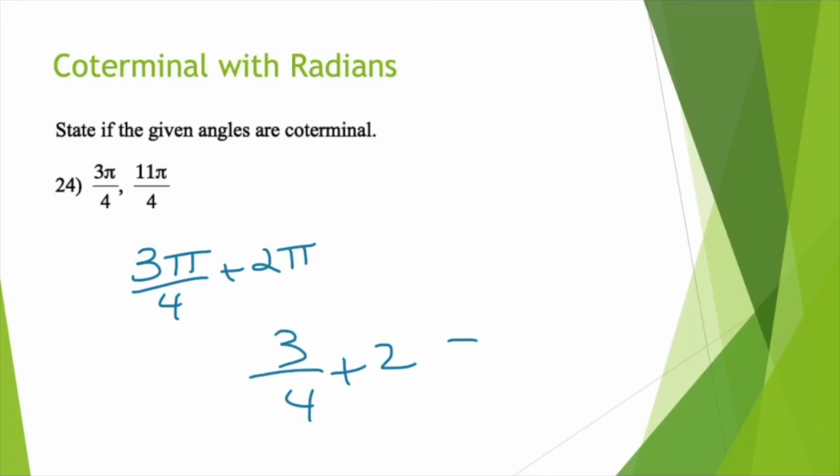Will you get 11 over 4? Why don't you check it out? Get your calculator out and plug it in and find out, or just get a common denominator and figure that out also. When I was done, I did get 11 over 4, and so yes, these are coterminal. They end at the same spot.